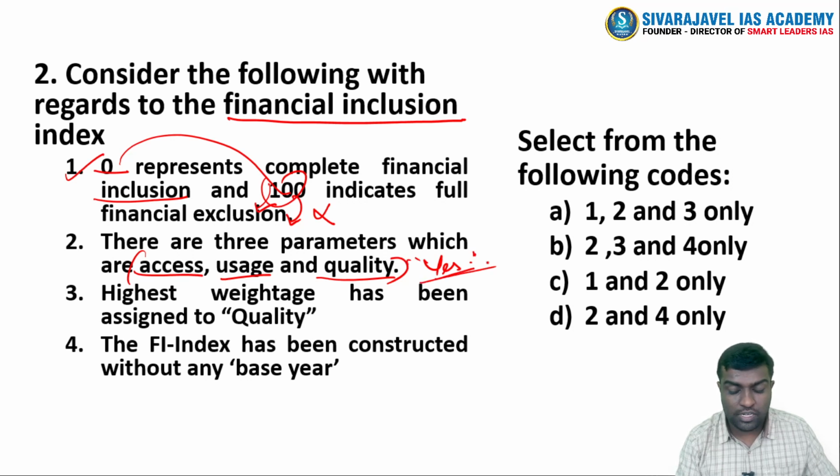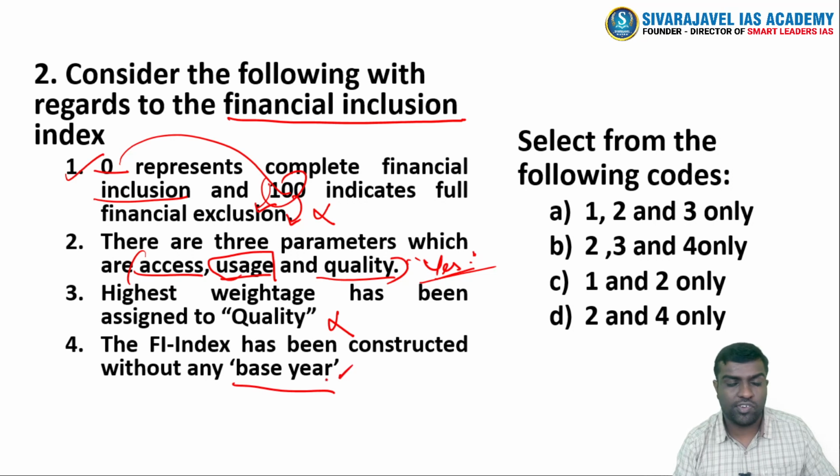The highest weightage has been given to quality subindex. Is it right? No, this is wrong. The highest weightage has been assigned to the usage subindex. I'll come to that in a bit. The fourth statement says that the financial inclusion index has been constructed without any base year. Is it right or wrong?